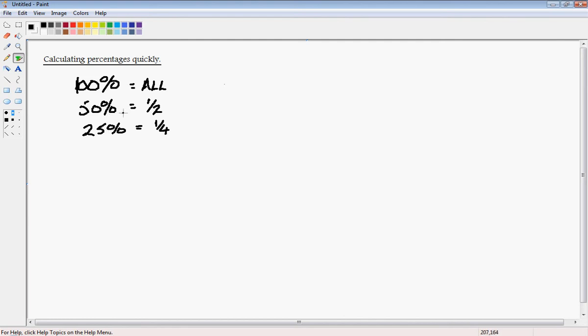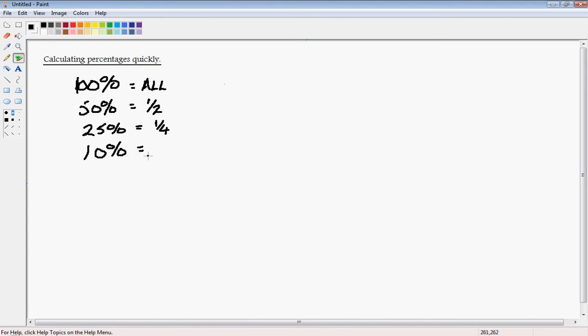If you wanted to find 50% of something, you know you're going to find half of it, so you just divide it into two parts. Now if you want 25% of something, you just divide it into four parts.